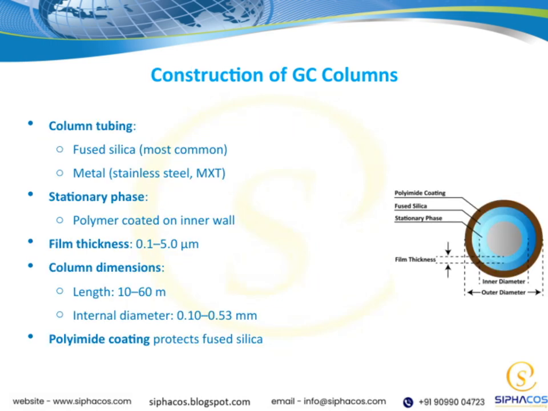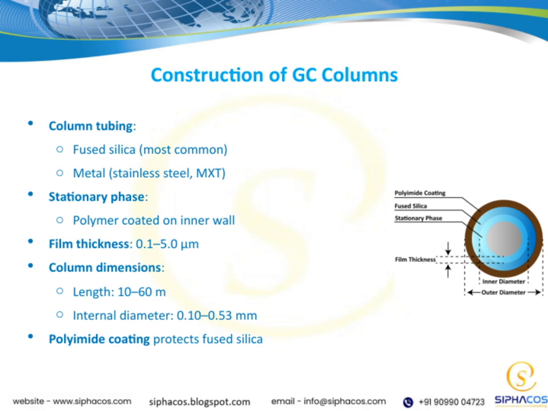Let's talk about how GC columns are constructed. First, the column tubing. The most common material here is fused silica, which offers excellent flexibility and chemical resistance. However, metal tubing, like stainless steel or MXD, is also used, especially when higher pressure or durability is needed. Moving on to the stationary phase, it's usually a polymer coating applied to the inner wall of the tube. This coating is crucial because it interacts with the analytes, helping us separate different compounds effectively. The film thickness can vary from about 0.1 to 5 micrometers, depending on what kind of separation we need.